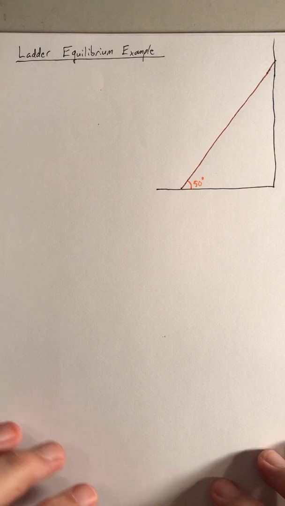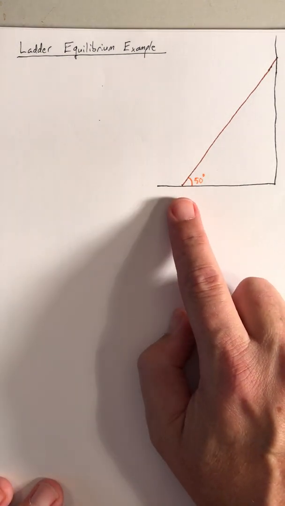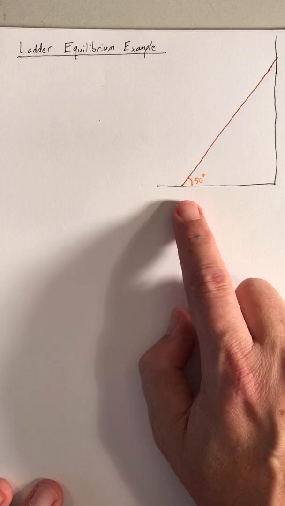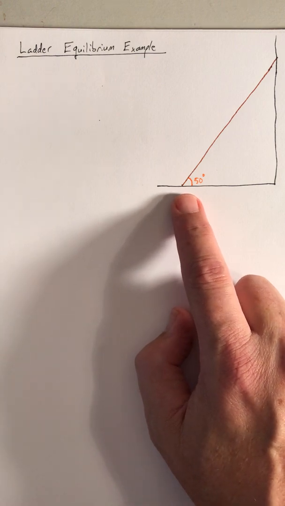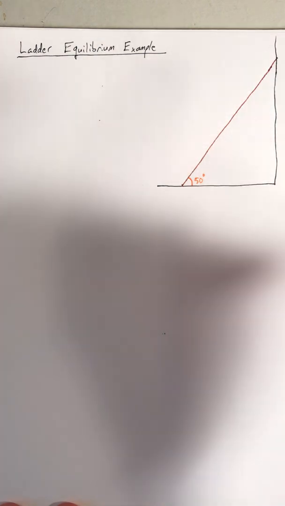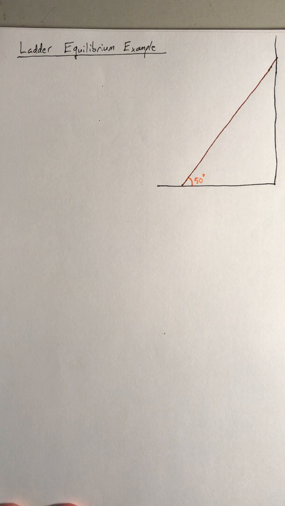Work through an example of an equilibrium structure. We have a ladder with a person on it. The ladder makes an angle of 50 degrees with the horizontal direction, and the ladder is up against a smooth wall. We want to find the forces exerted on the ladder such that it begins and remains at rest.